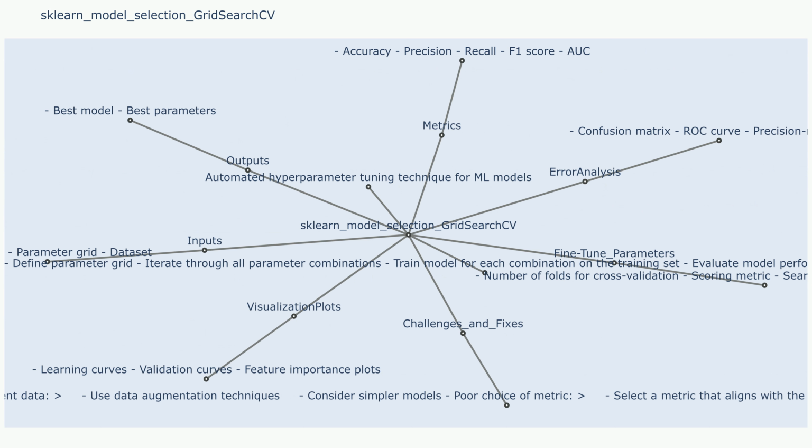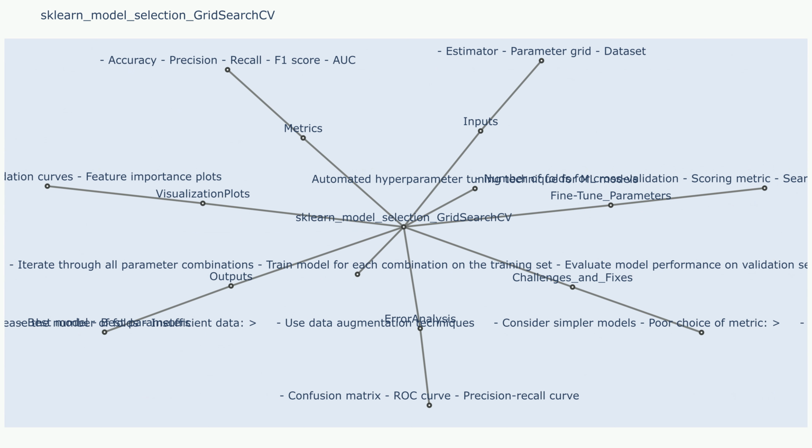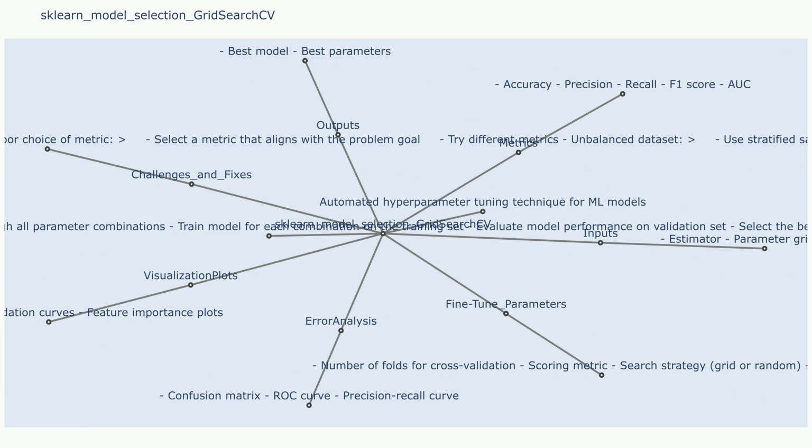Outputs: best_estimator_, the best estimator found during the grid search, with the optimal hyperparameters. best_params_: the dictionary of the best hyperparameters found during the grid search. best_score_: the best score obtained during the grid search, based on the defined scoring metric. cv_results_: a dictionary with results of each parameter combination, e.g. mean test score, standard deviation, parameter values.